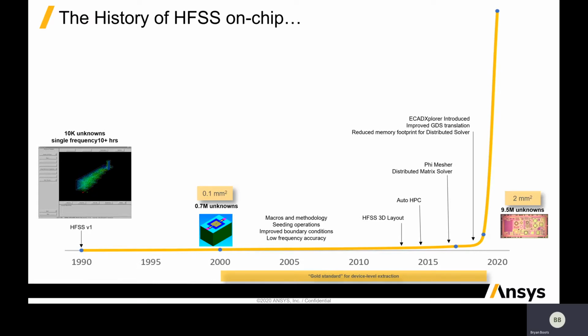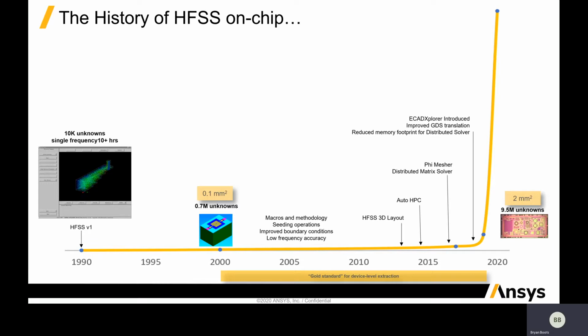And so it was only around 18 months ago where we brought all this together and we could start to realize solves on the order of 10 million unknowns. And for perspective, 10 million unknowns will get you the top 5 or 6 metal layers in a 2 square millimeter extraction in a common advanced process.